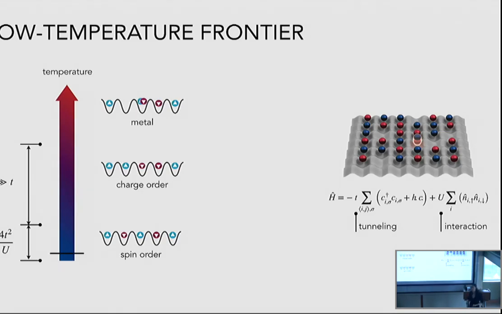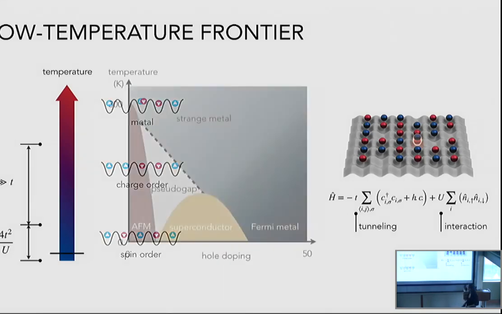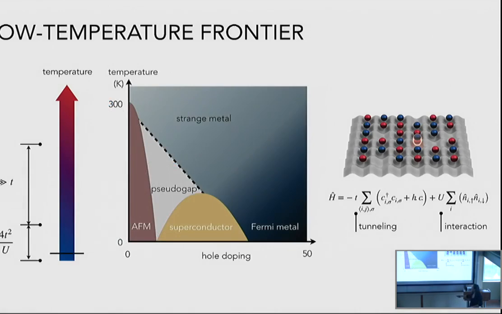And so one of the long-standing challenges for these quantum gas microscopes is to reach these colder and colder temperatures. And really only once you are on the order of or below the superexchange energy can you start to access the physics that is seen on this phase diagram.